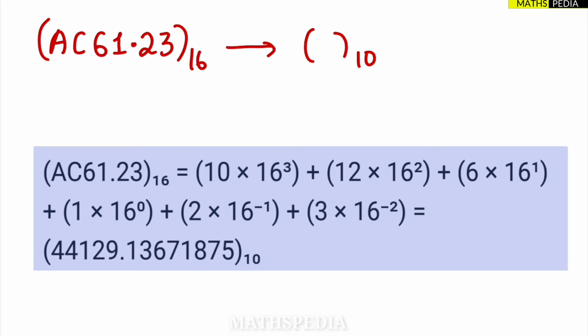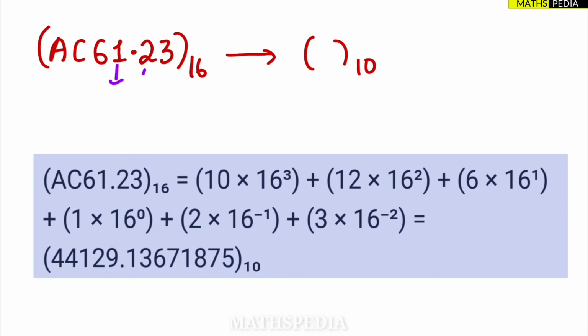So what happens if decimal point is there? Now again the same thing you have to do. 16 power you have to consider, but left hand side of decimal point you will consider the same thing which we have done in the previous two questions. Right hand side of the decimal point you have to consider the negative powers of 16. Okay, so we'll try to understand the negative powers of 16. That means 1 will have 16 power 0, 6 will have 16 power 1, C will have 16 power 2, and A will have 16 power 3.